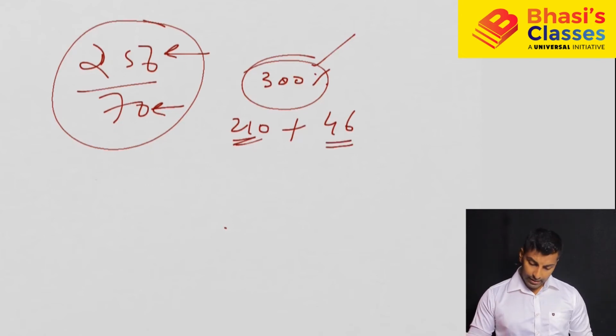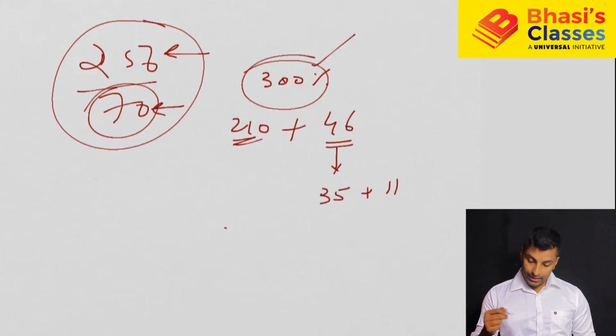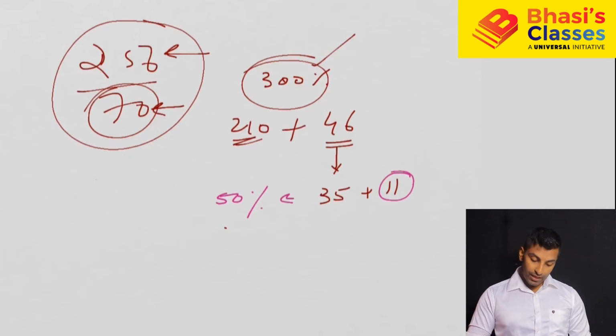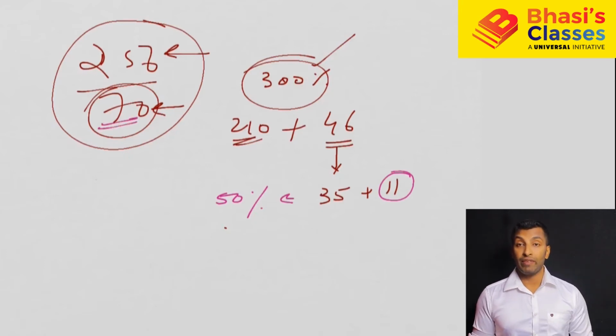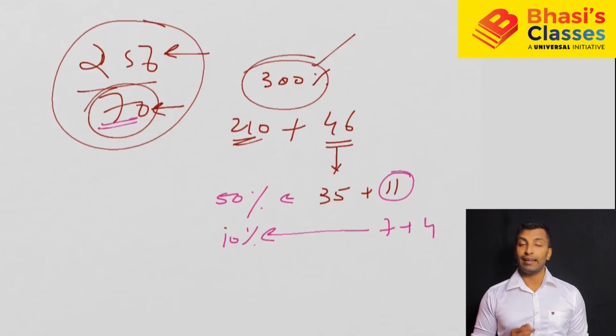Now 46, how will you write? See, this is 70. So 50% of 70 is 35. So you can write this as 35 plus 11. This 35 is actually 50%, right? So here I got 300%, now I got 50%. So now I understood that this is going to be greater than 350%. Now this 11, how can I write? What is 10% of 70? That is 7. So I can write this as 7 plus 4. And this 7 is 10%. So now I understood that anyway this is going to be greater than 360%.